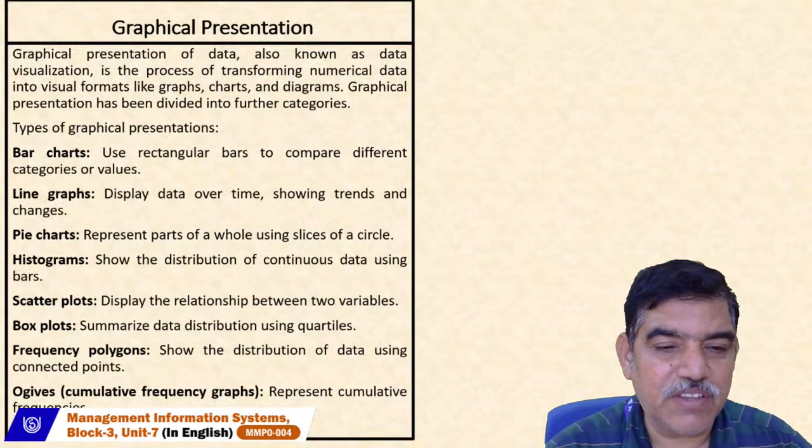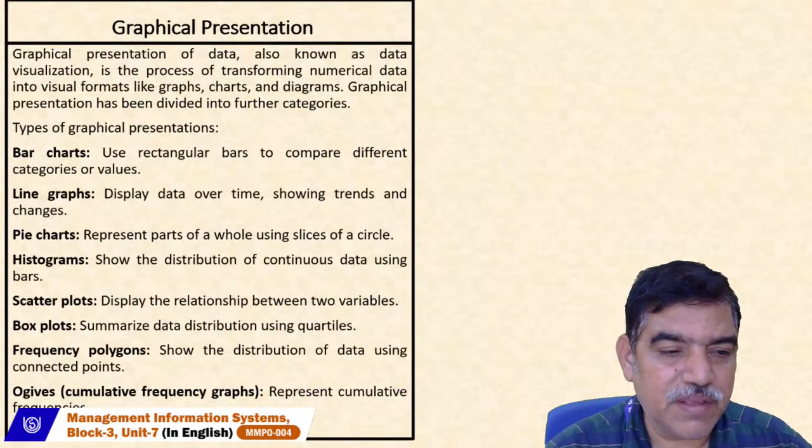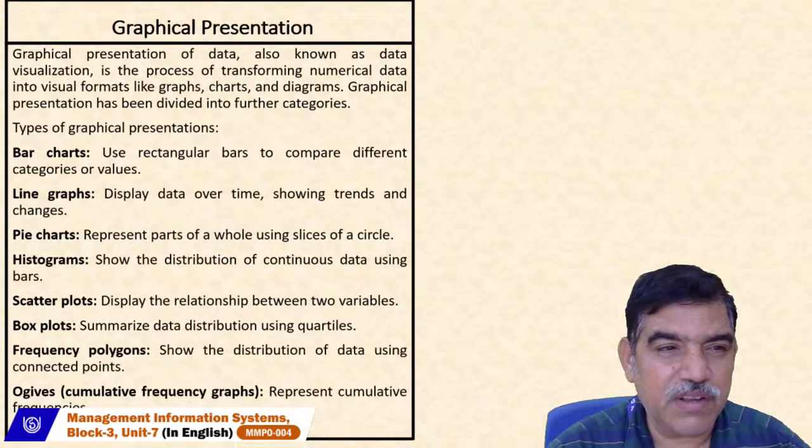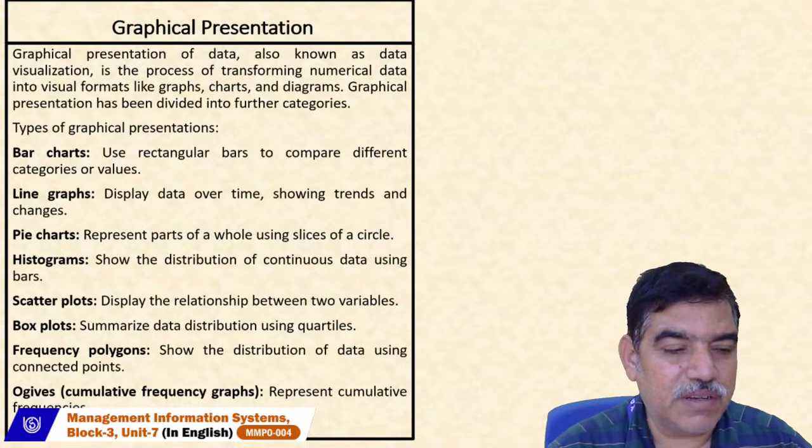Scatter plots display the relationship between two variables. Box plots summarize data distribution using quartiles. Frequency polygons show the distribution of data using connected points. And ogives are the cumulative frequency graph, representing cumulative frequencies. So these are the different types of graphical presentation.